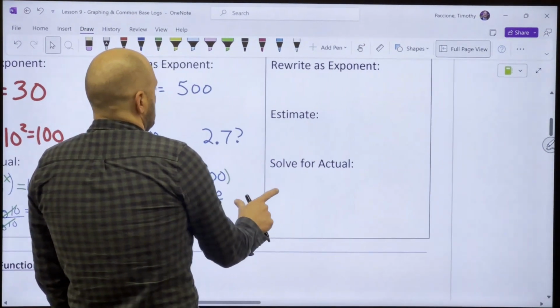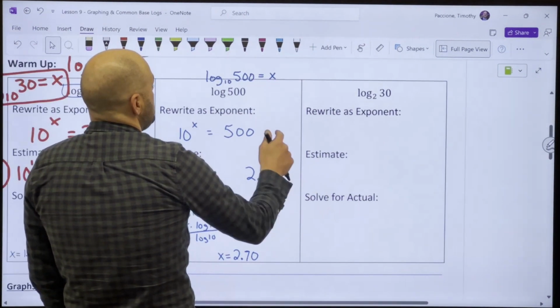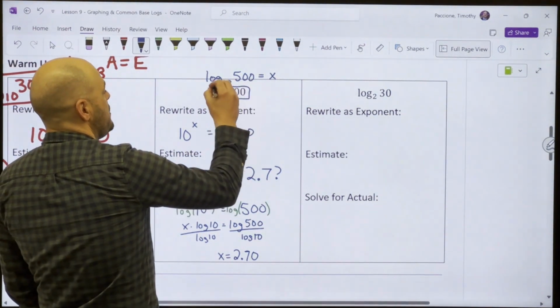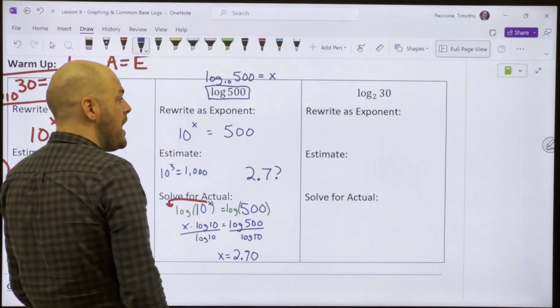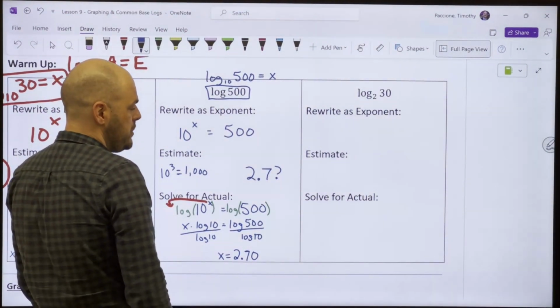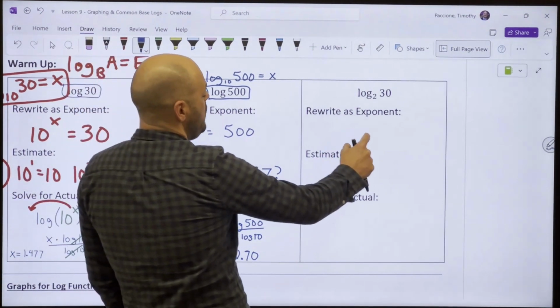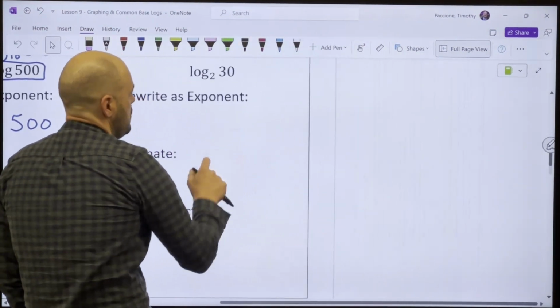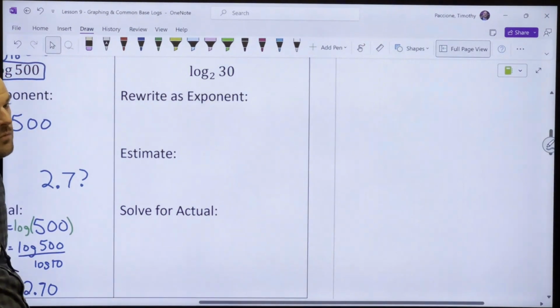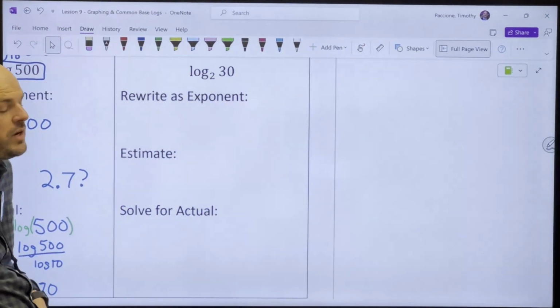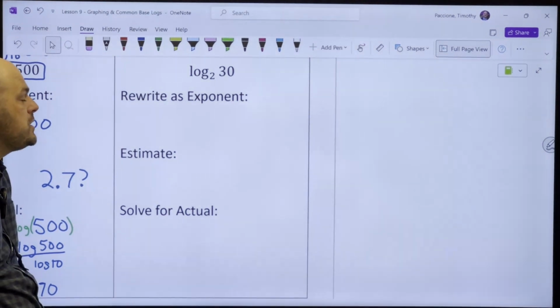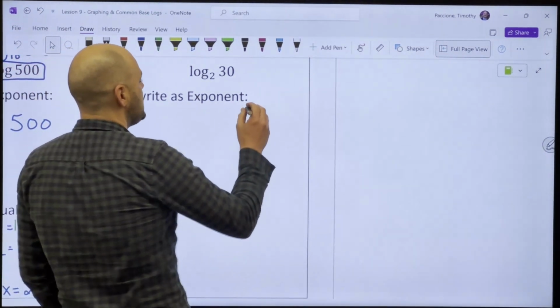So, last one. Okay, so these, again, you could just put log of 500 in your calculator because it's base 10, right? But assuming you don't have a graphing calculator, which you wouldn't for a quiz or test, you would then need a new tactic for this one, because you can't just do log base 2 of 30 in a scientific calculator, right?